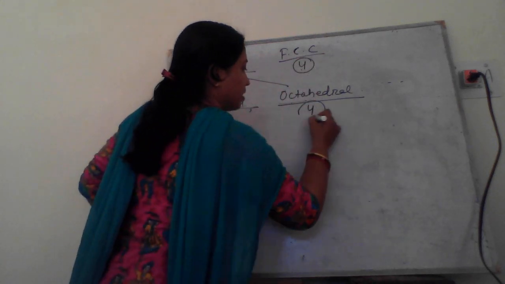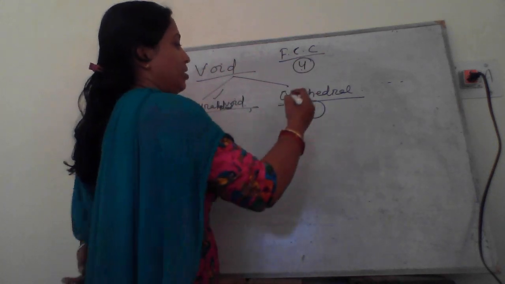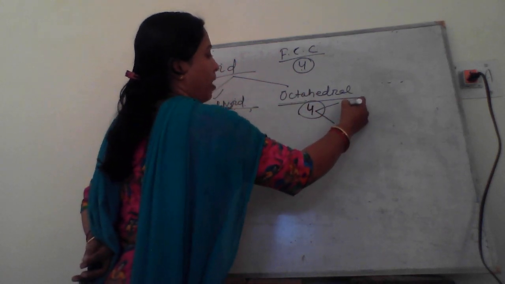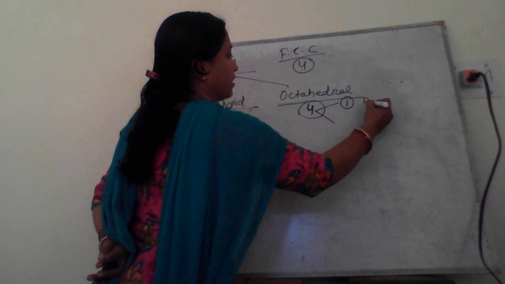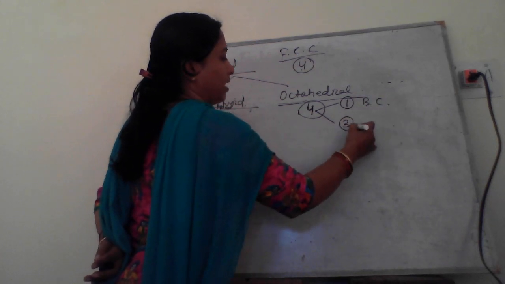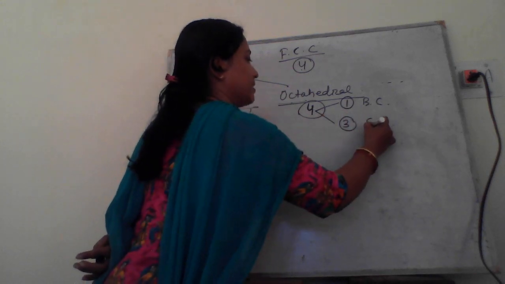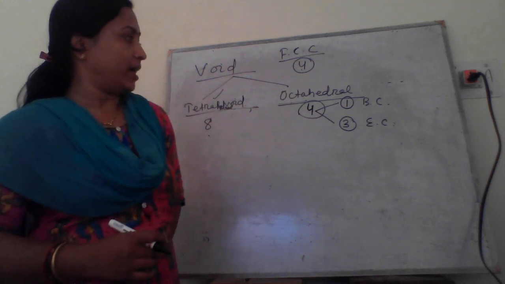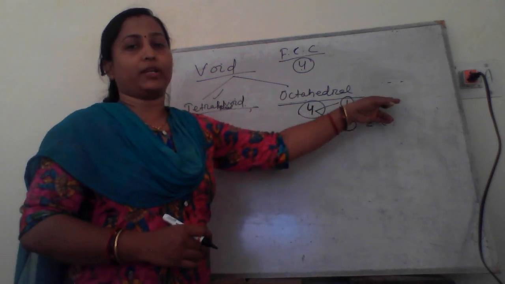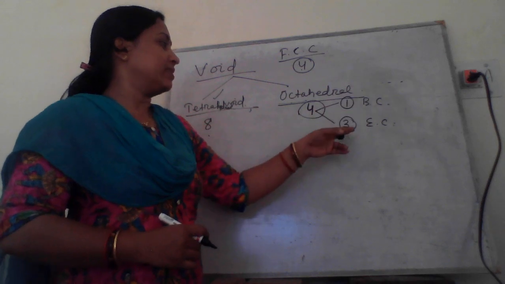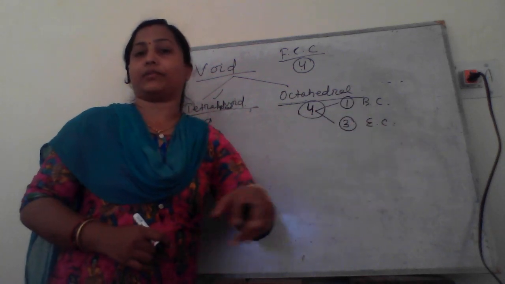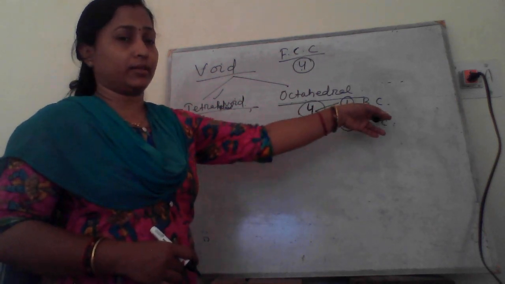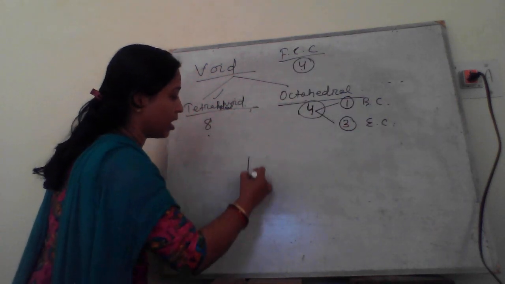First we complete the octahedral void. The 4 octahedral voids are present: one at the body center and 3 at the edge centers. Of the 4 octahedral voids, 1 is present at the body center of the cubic unit cell and 3 are present at the edge centers of the cubic unit cell. Body center 1, edge center 3. Look at the picture to see how they are formed.